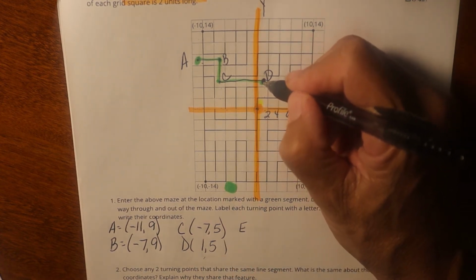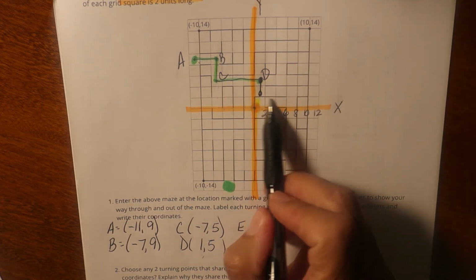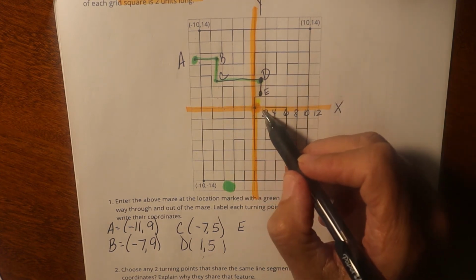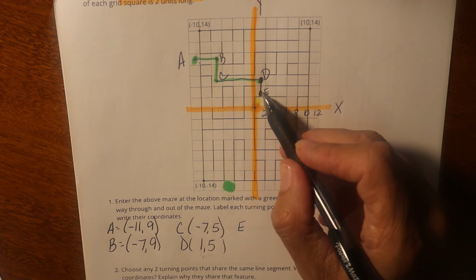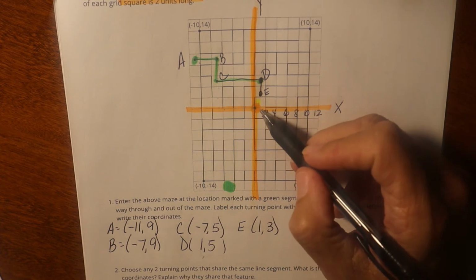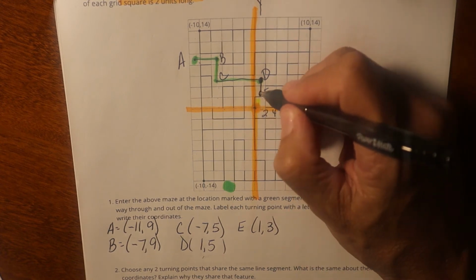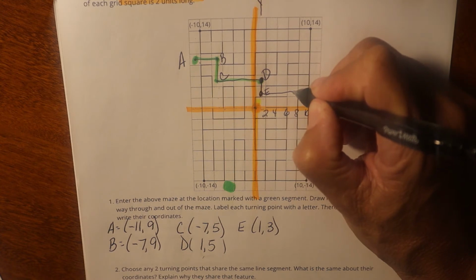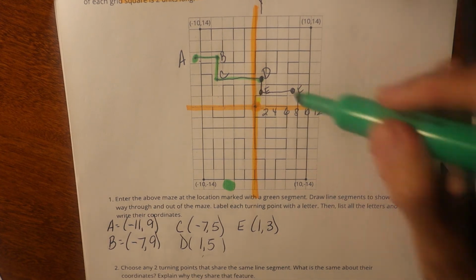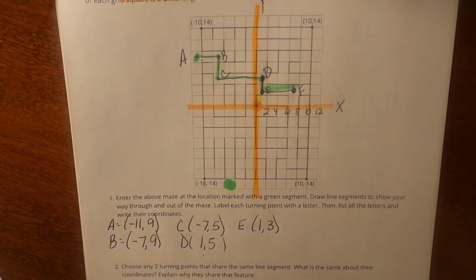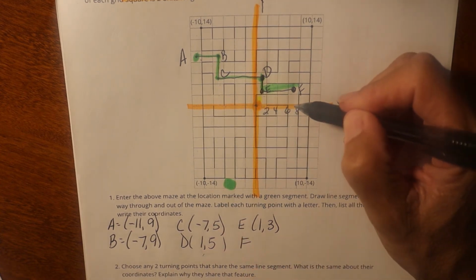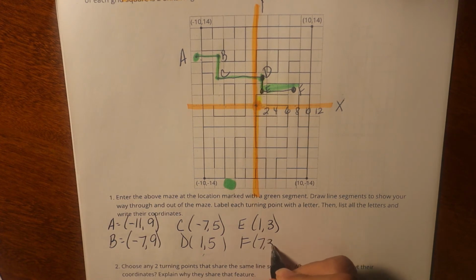Our next point is going to be E. Now E is going to be real short. I can only go down 1 square because here's a dark line, so I can't go through it. So this is E. E is sitting at, again, positive 1, and then another 1, 2. So 1 and 3. Over 1, up 2, plus 1 more is 3. Now I can come all the way across and stop right here. Again, I see another place where I can turn. I'm going to label that F. F is at positive 7, positive 3, so 7 and 3.